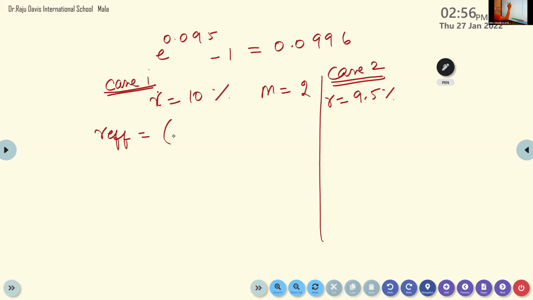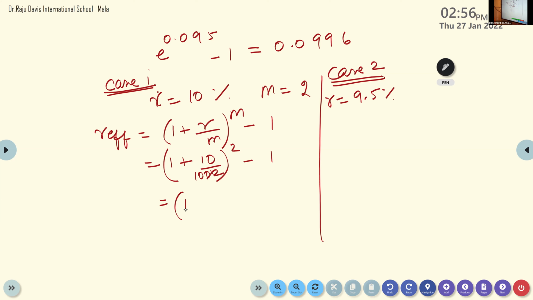If you take the first case, what is the effective rate of interest? The effective rate of interest is (1 plus r by m) whole raised to m, minus 1. So 1 plus 10 by 100 into 2. Simplify that: 1 plus 1 by 20, the whole square, minus 1. So find the effective rate of interest.